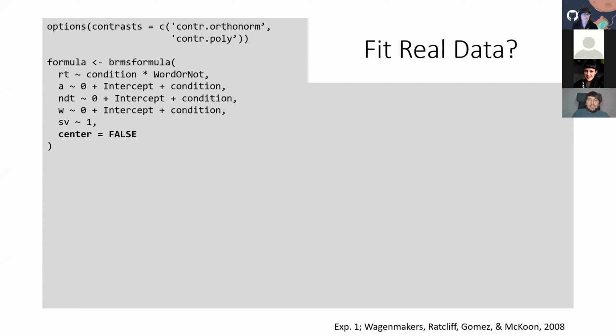We wanted to disable the automatic centering of BRMS. We didn't want that in our model matrices, because we already use orthonormal contrast. We didn't want additional centering here. Be aware, if you want to do this, you have to set center false, and you have to use the 0 plus intercept for all but the first formula. Otherwise, centering of the model matrix will not be implemented. That seems to be something specific about custom model formulas in BRMS.